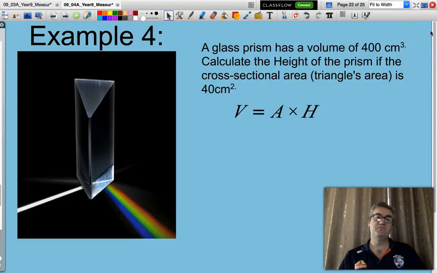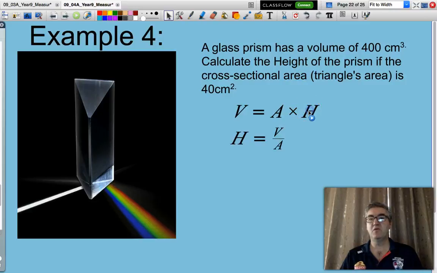Okay, last example. Say I have a prism. And it's a glass prism, and it has a volume of 400 centimeters cubed. And I wish to calculate the height of that prism, and I've been told the cross-sectional area, this area here, is 40 centimeters squared. How would I go about doing that? Well, I would go back to the original equation. Volume of a prism equals the area of the base multiplied by the height. Now, I am looking to calculate the height.